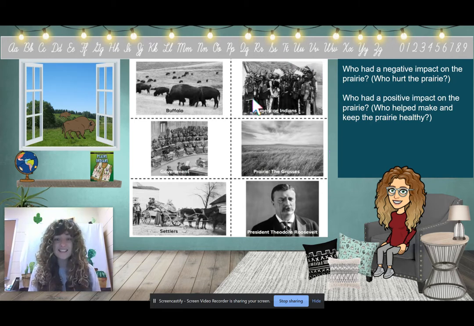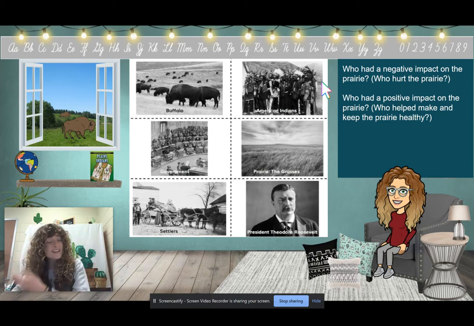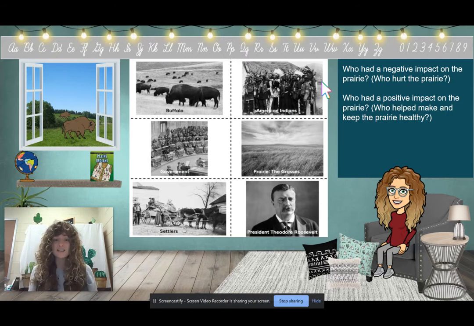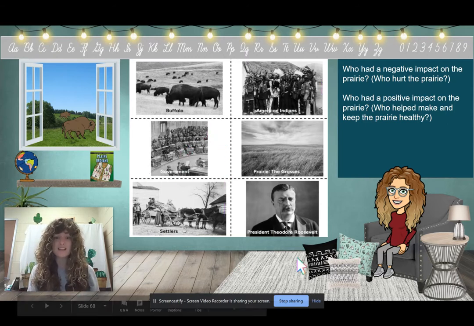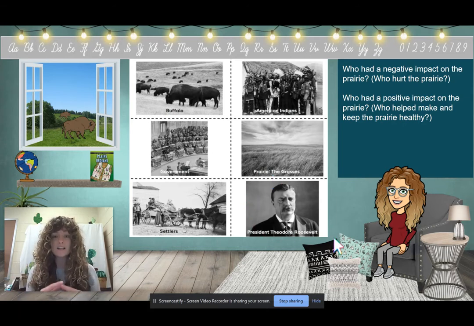The American Indians, a long time ago, had a positive impact because they kept the prairie healthy by burning that grass. They kept the prairie healthy by taking care of those grasses, which helped the buffalo, and the buffalo helped the American Indians. Later in time, after the Indian Wars and after the Native Americans had to move off their land, the government realized that it made mistakes. So President Roosevelt wanted to save that land. He wanted to save the prairie, and he wanted to bring buffalo back on to the prairie lands.